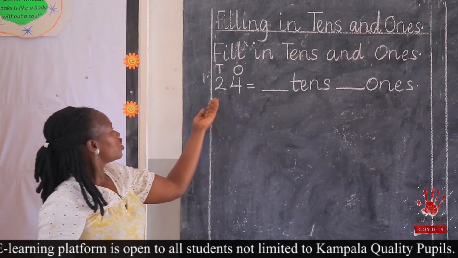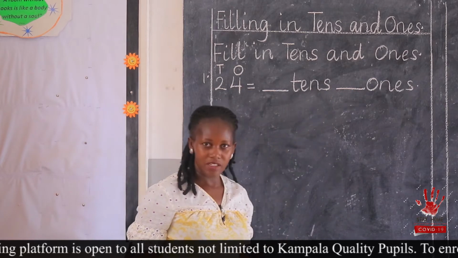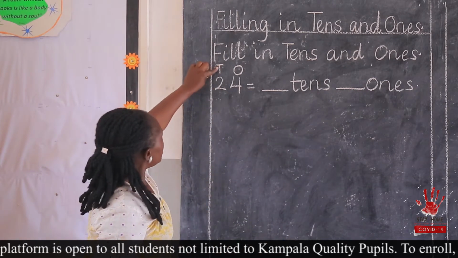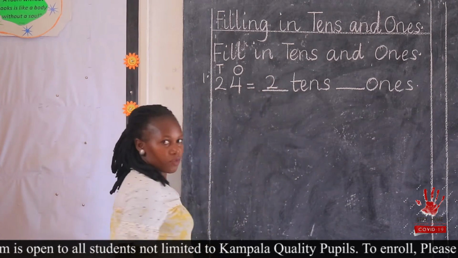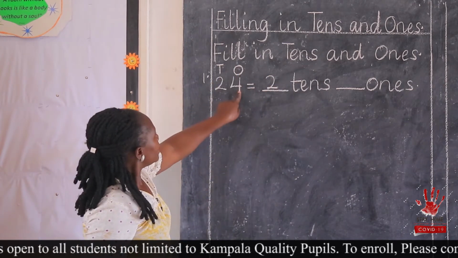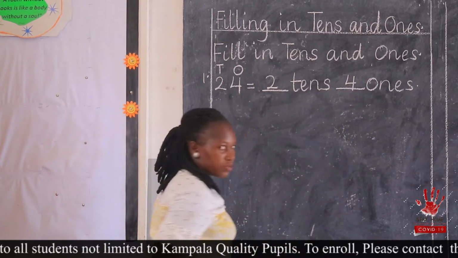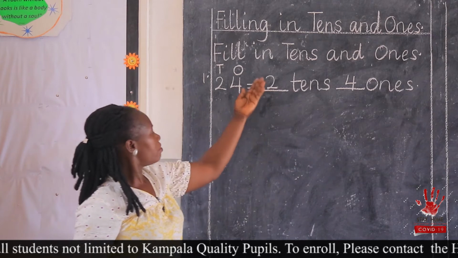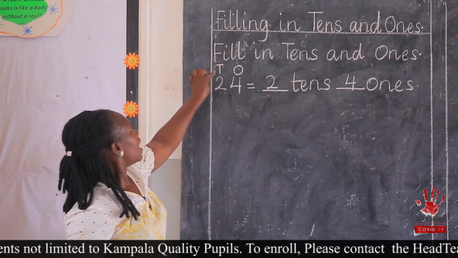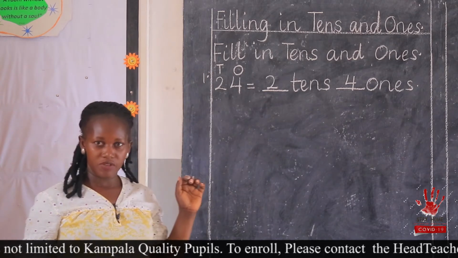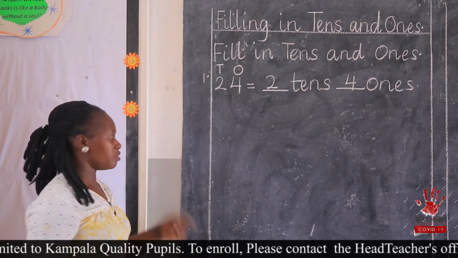Now, can somebody tell me which number is in tens now and which number is in ones? Very fast. The one which is in tens is 2. So I write my 2. The one which is in ones is 4. So that's what we do. I have finished filling in my tens and ones. But before I filled in, I had to show their place values. Okay? That's one. It's very simple work.